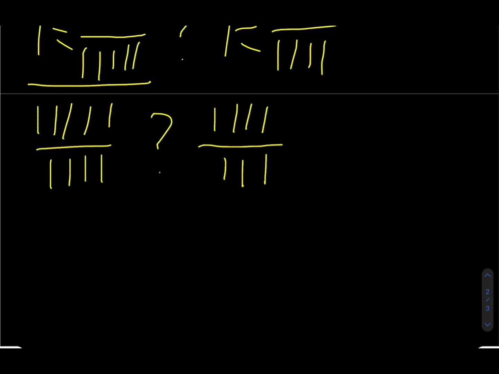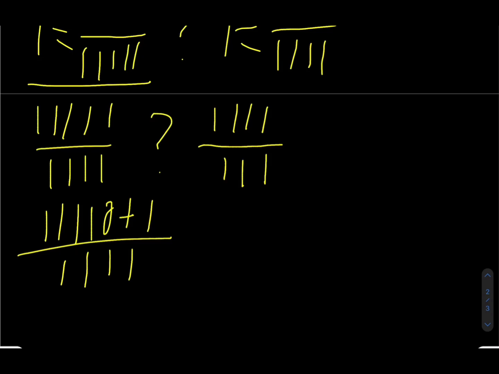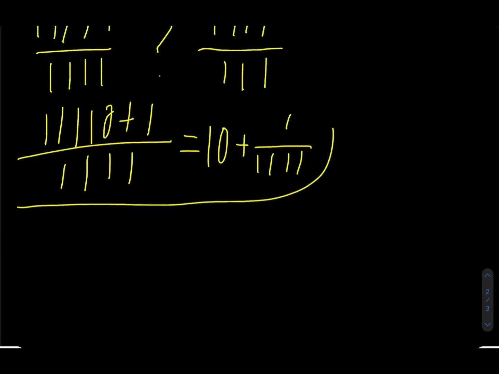So let's rewrite these. Plus 1 divided by 1,111, which is 10 plus 1 divided by 1,111. So this one is the one on the left. Now let's figure out the one on the right.